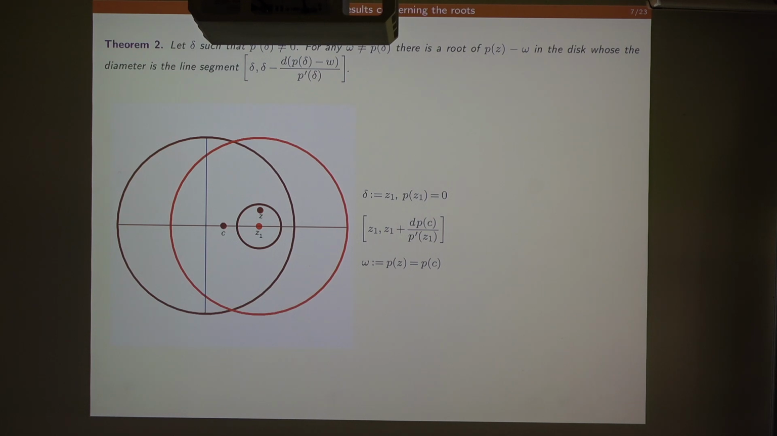Yes? Z is in this Z. D is a degree. D is a degree. Yes, good question. D is the degree. It's D multiplied by D times P delta minus omega. Okay.